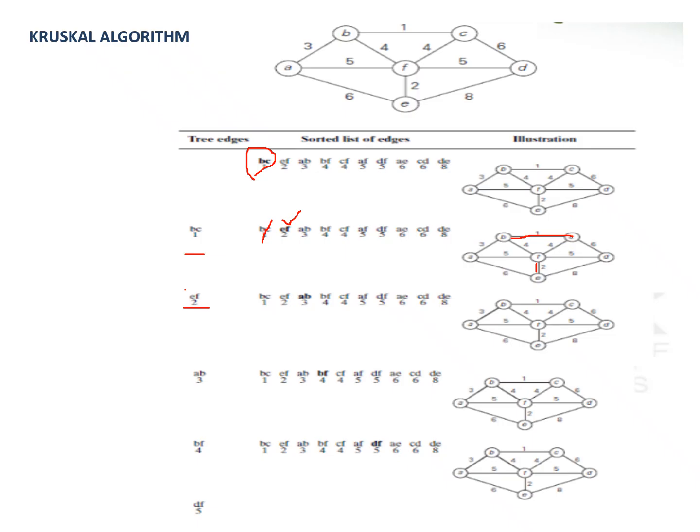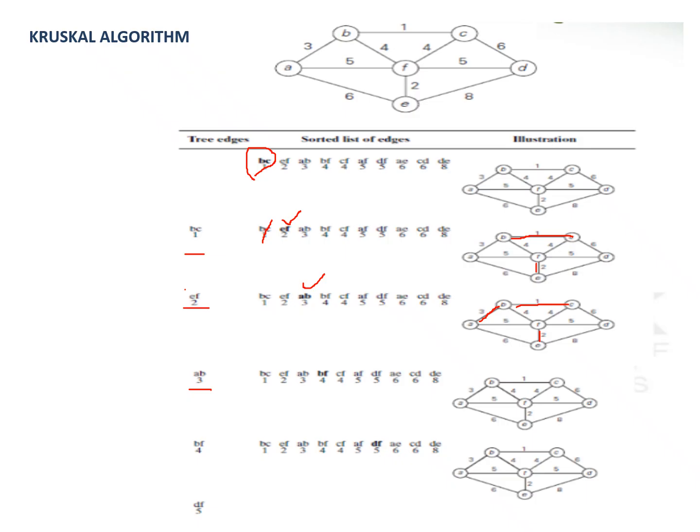Now I am seeing the remaining edges which have been written already in the sorted order. I found A and B as the next smallest edge. Does this form a cycle? No. B has already been visited, and A is the new one that has been visited. So I am including that.